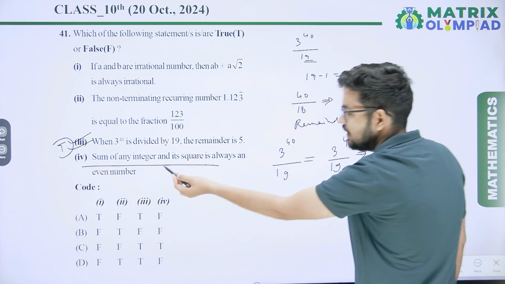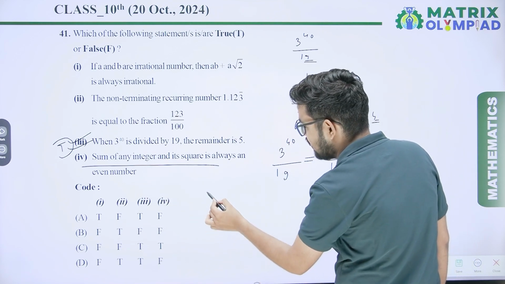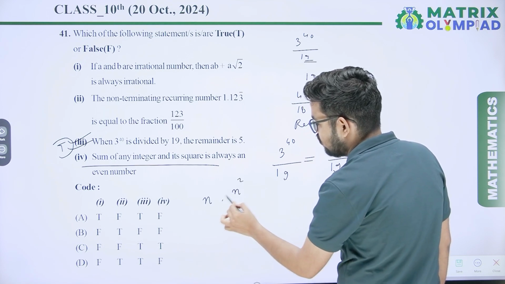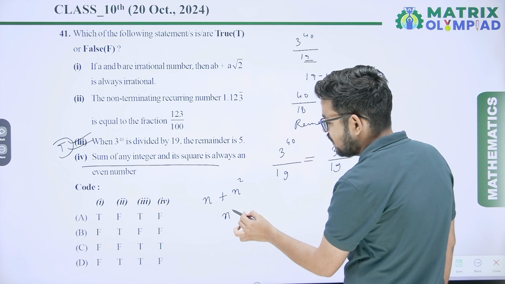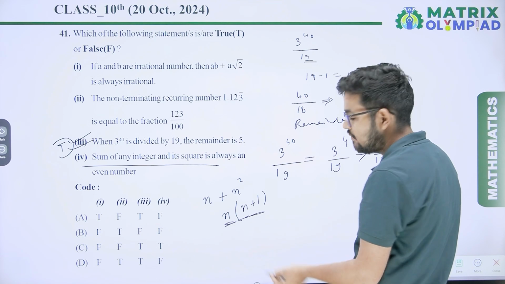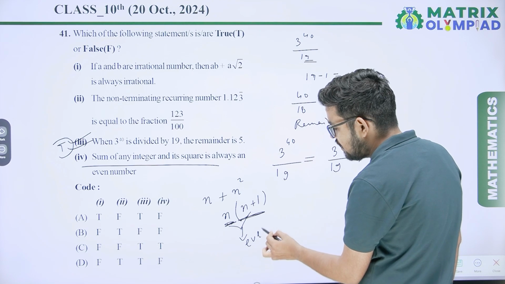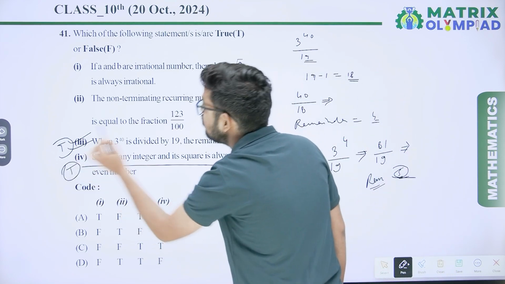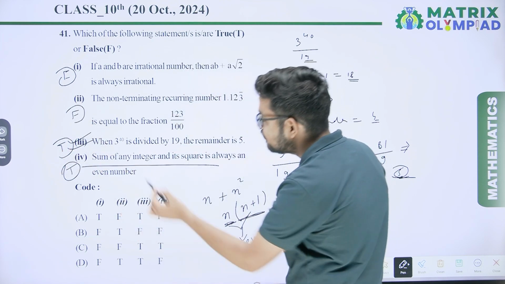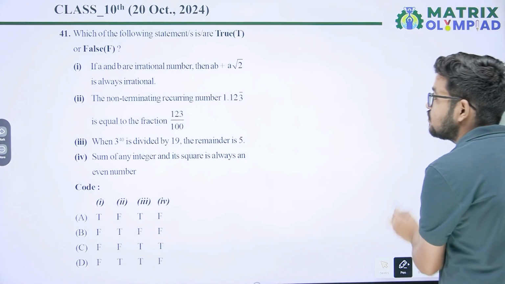Fourth: the sum of any integer and its square is always an even number. Taking any integer, assume it is n, and its square will be n square. So the sum is n plus n square. When you take n common, that is n times n plus 1. If n is an odd number, then n plus 1 will be even, or if n is even, then n plus 1 will be odd. So their product will always be even. So the fourth one is also true. So the first is false, the second is false, the third is true, the fourth is true. FFTT, option C will be the correct answer.